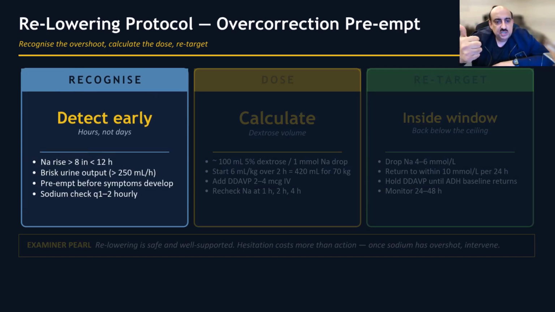Number 1, recognition: early, within hours, not days. If the sodium is rising above 8 millimoles in the less than 12-hour window, the first 12 hours, it should ring alarm bells. Very high urine output, more than 250 ml per hour. So you need to anticipate.